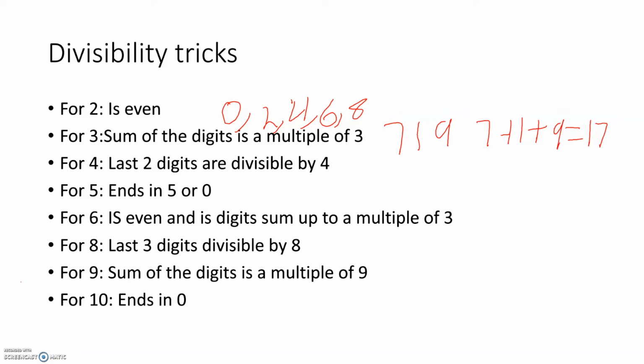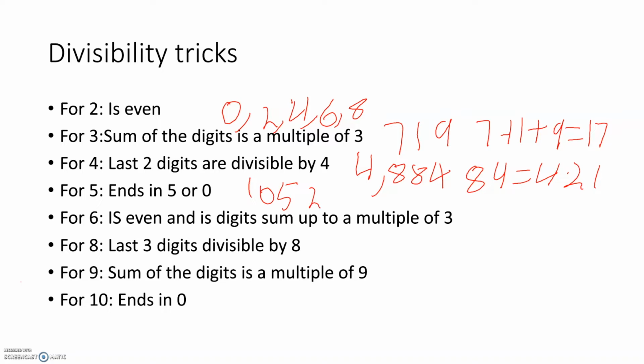For a number to be divisible by 4, the last two digits must be divisible by 4. So if we have the number 4,884, we know this number is divisible by 4, since 84 is equal to 4 times 21. For a number to be divisible by 5, it must end in a 0 or a 5. So 105, or let's say 200, are both divisible by 5 since they end in a 0 or a 5.